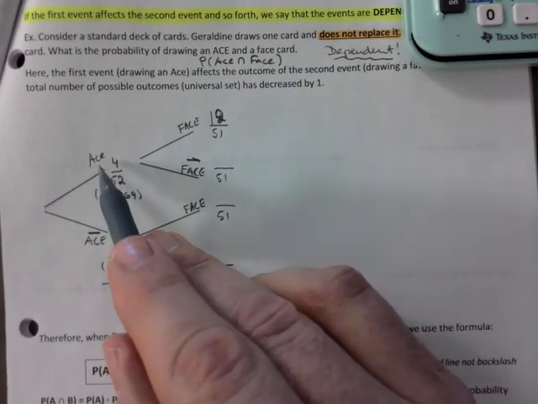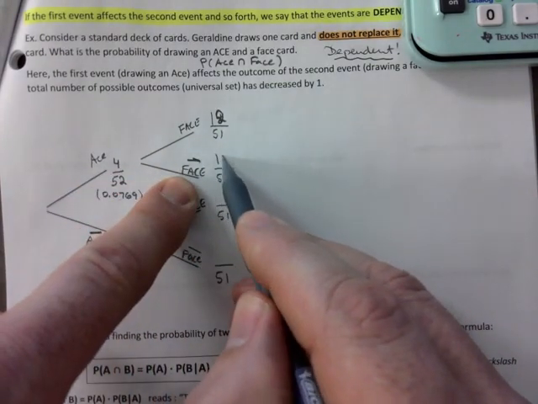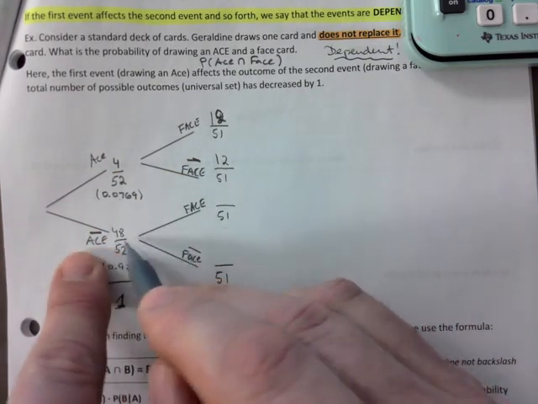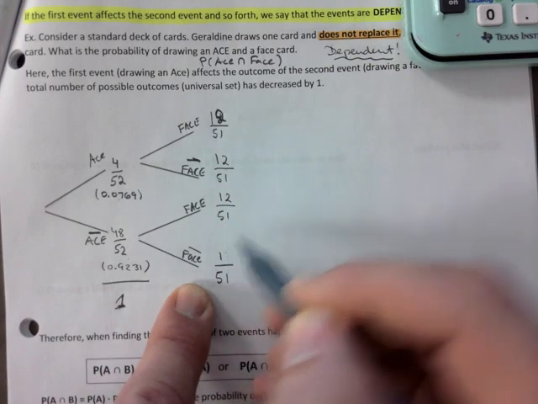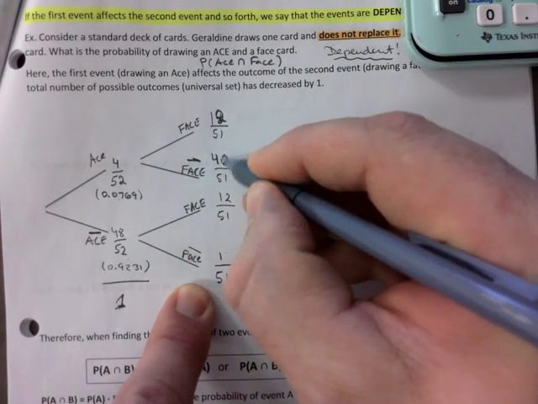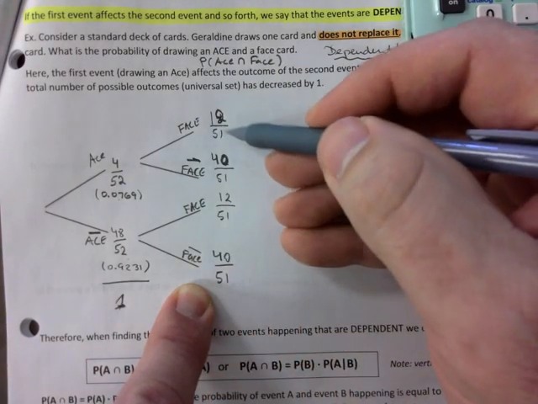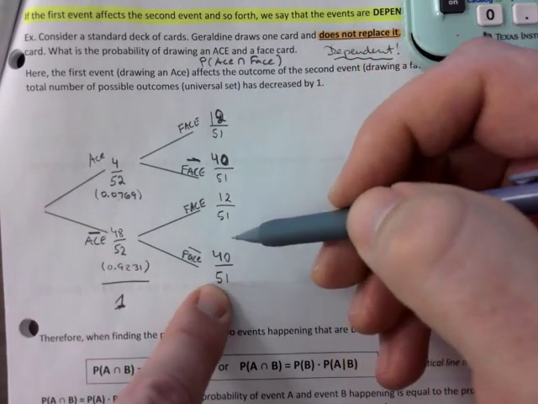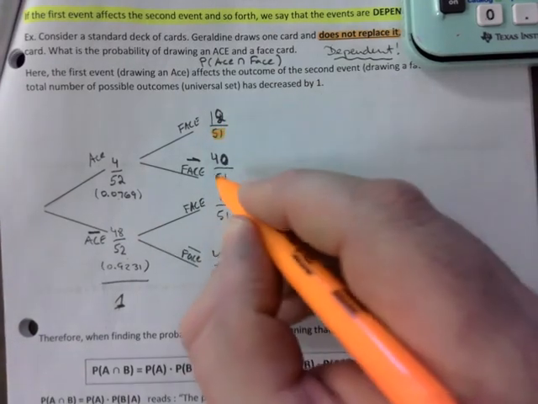How many faces? So face is 12 out of 51. It's still 12 out of 51. Here, even if you're not grabbing an ace, you still have 12 faces. So the total, sorry, this is 50. The amount of faces doesn't change, but the total has changed. Okay, so I want to make note of that.